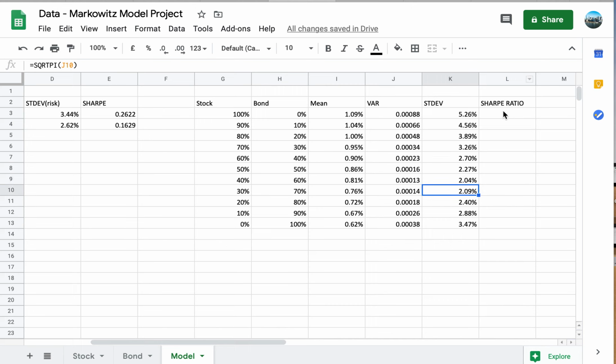Now this is the important point, and we'll keep it for the next video. We'll calculate our Sharpe ratio. So hi guys, in this video we discussed our diversification. We calculated variance, standard deviation, and mean. And in the next video we'll start graphing our model after we finish calculating the Sharpe ratio. So thank you guys, and I'll see you in the next video.